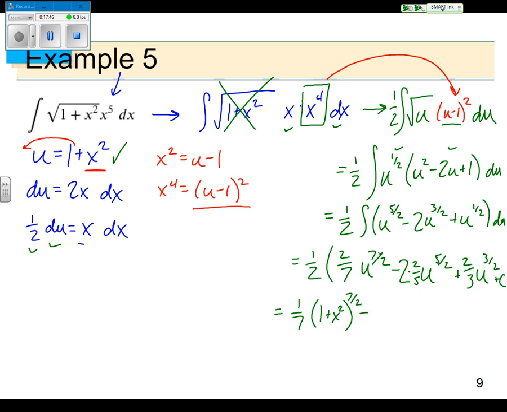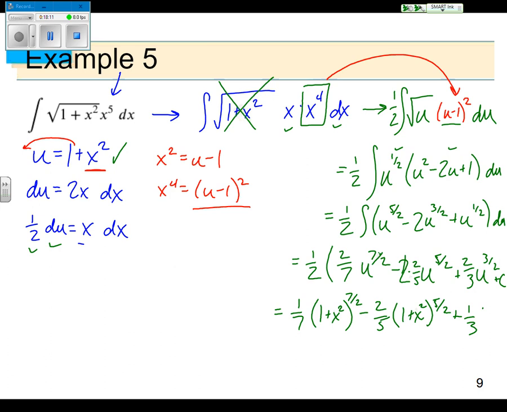Minus. Well, that's going to give me 4/5. Half of that's 2/5. Or you could just have the 2 and the 1/2 cancel. That would work as well. So 2/5, 1 plus x squared to the 5/2. Plus, say half of 2/3 is 1/3.